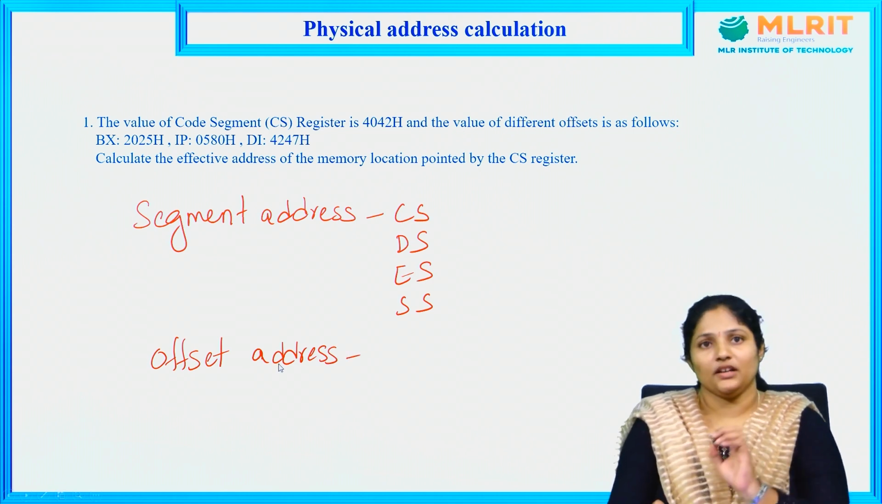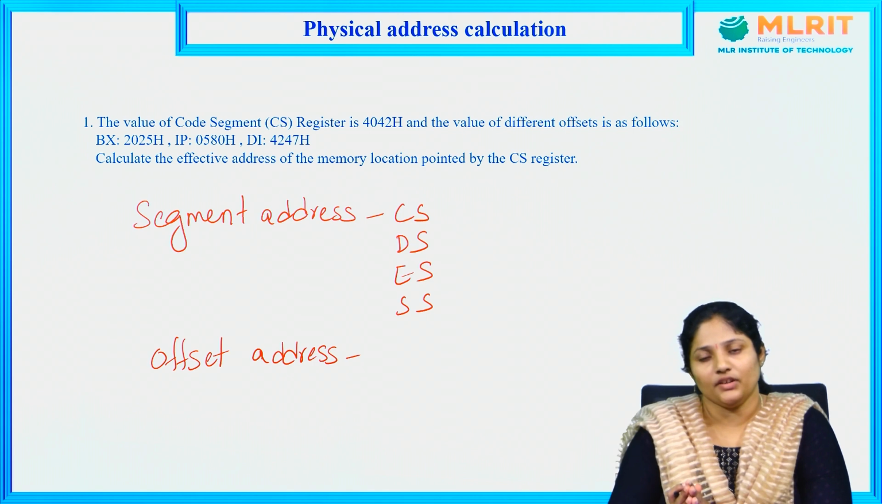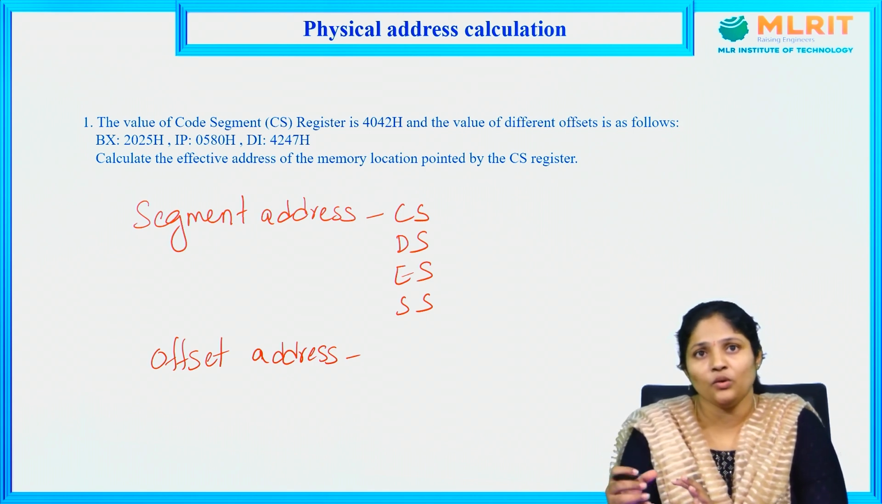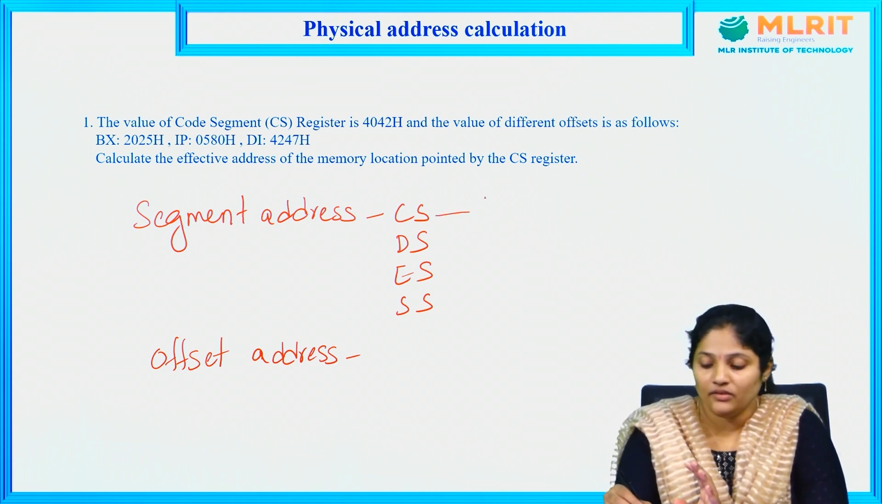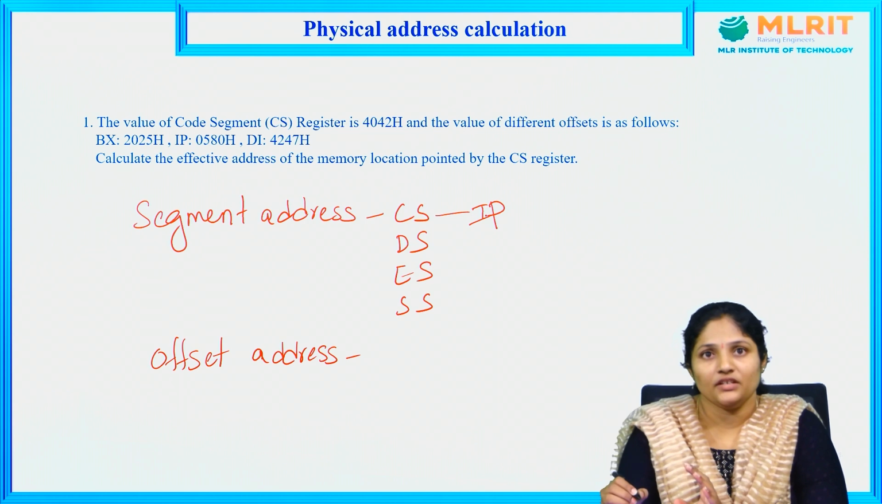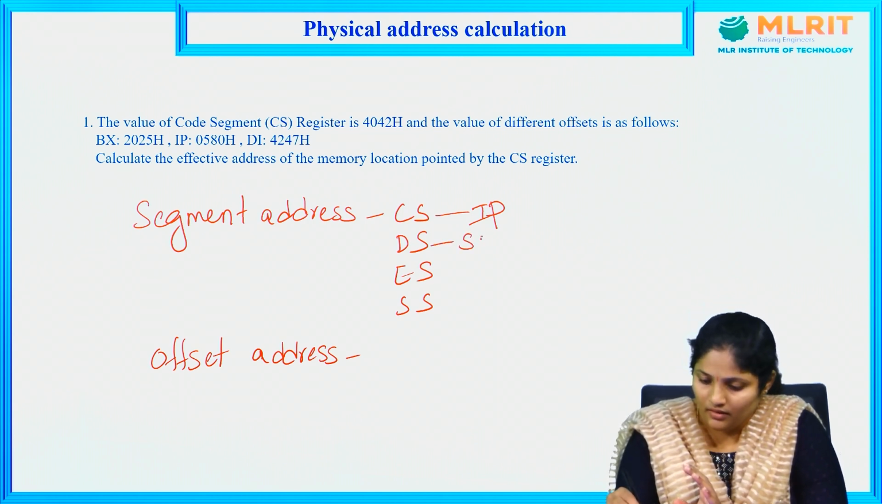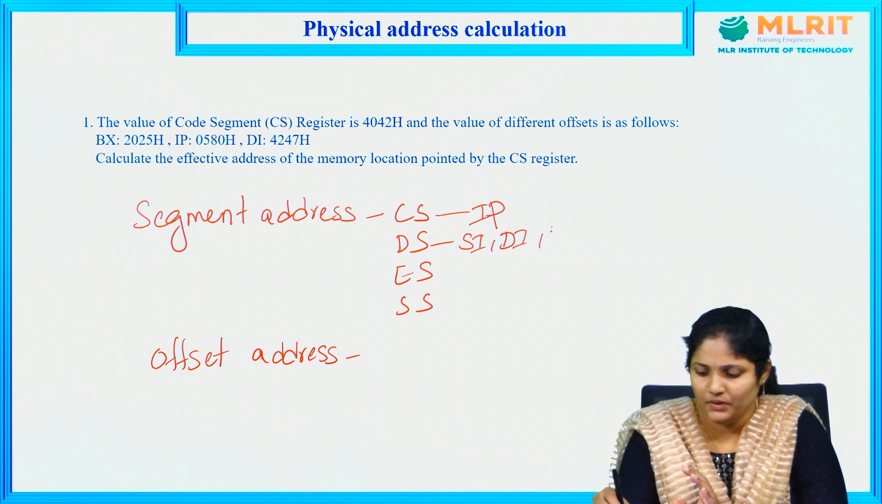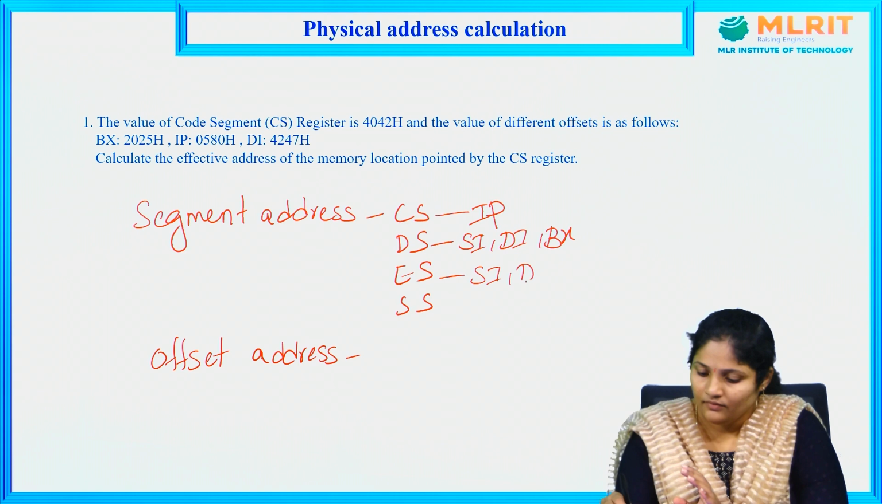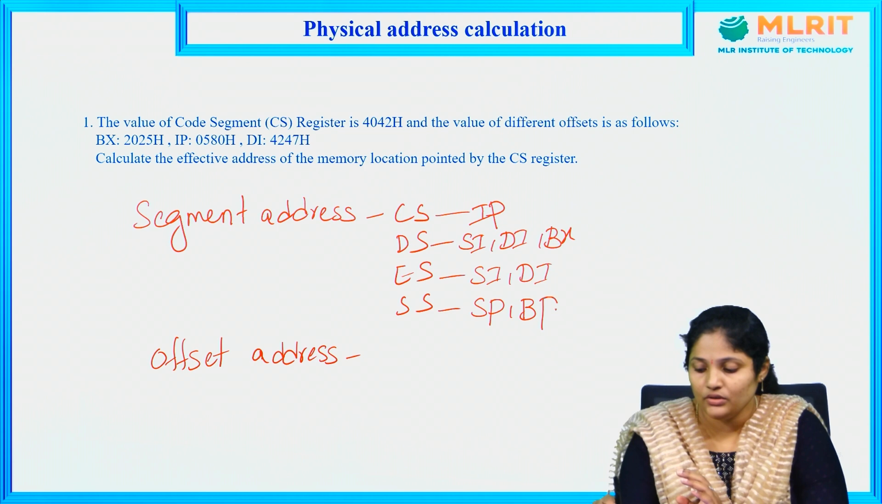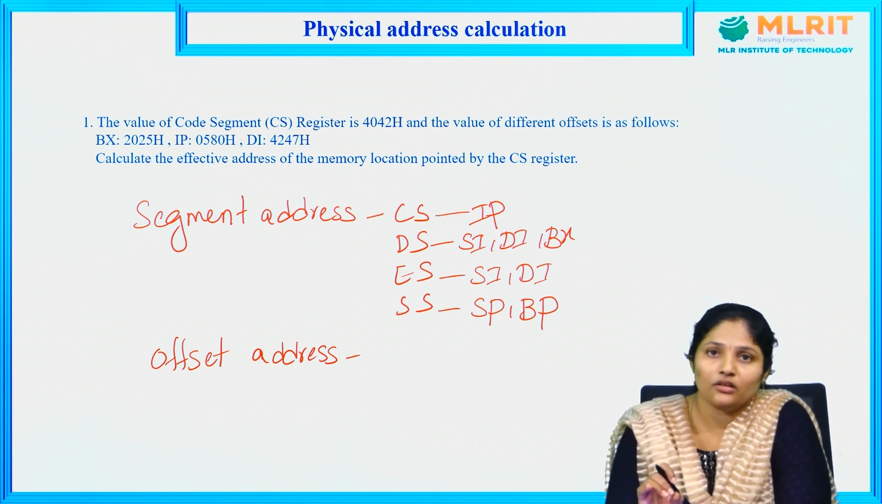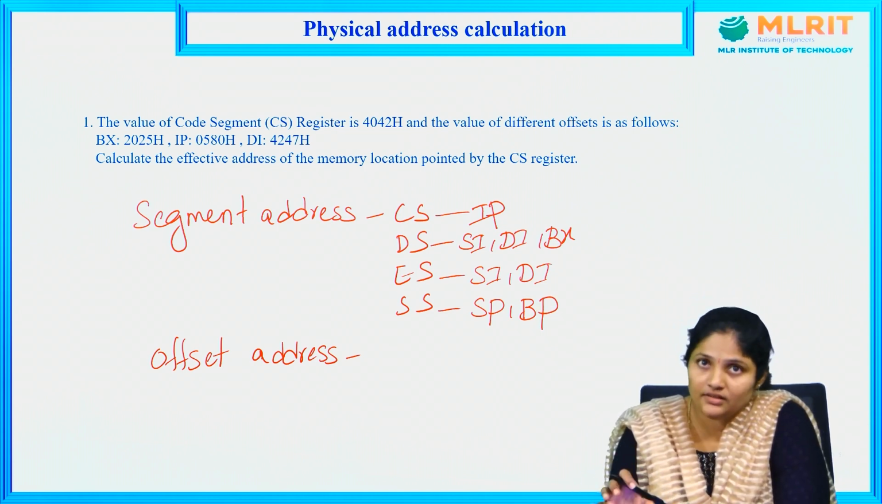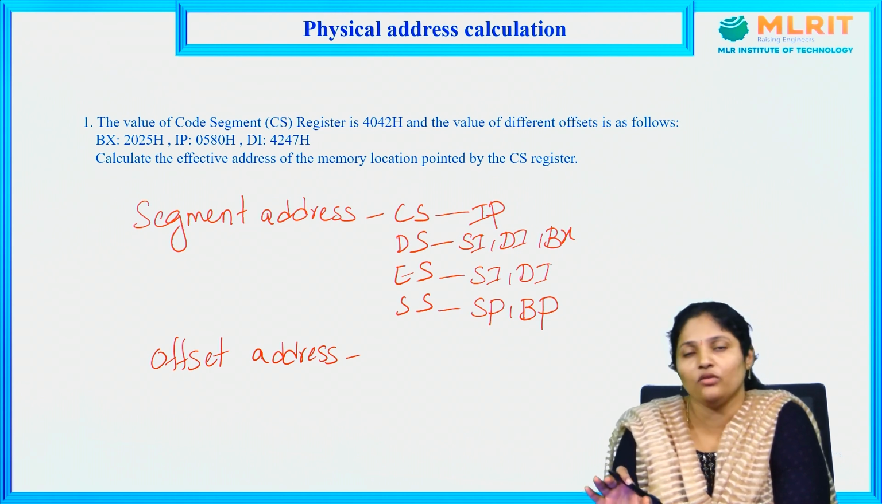And where can we get this offset address? Specified registers hold the offset address for particular segment registers. For the code segment, the register IP holds the offset address. For the data segment, SI, DI, and sometimes BX hold the offset address. For the extra segment, SI and DI hold the offset address. For the stack segment, the stack pointer and base pointer hold the offset address. Only these particular registers hold the offset address for these segments.